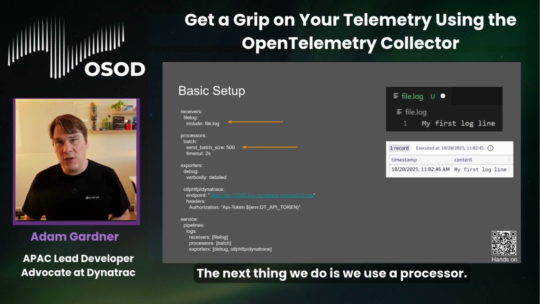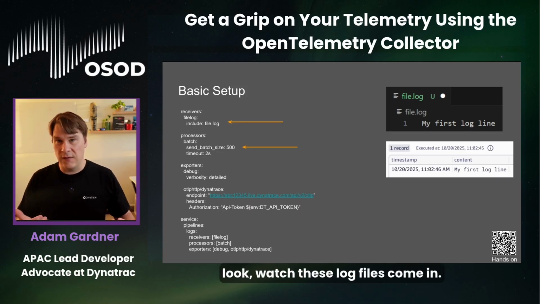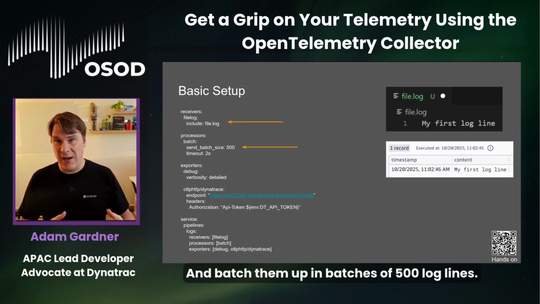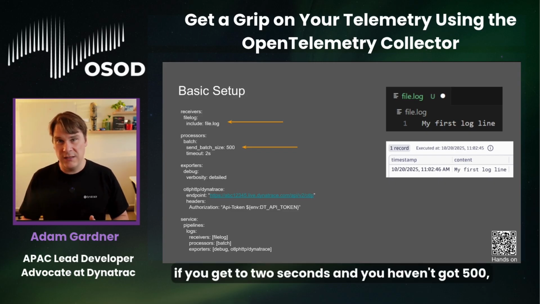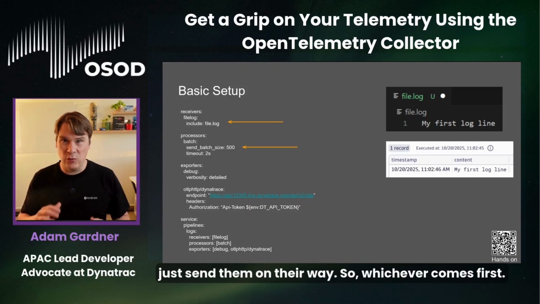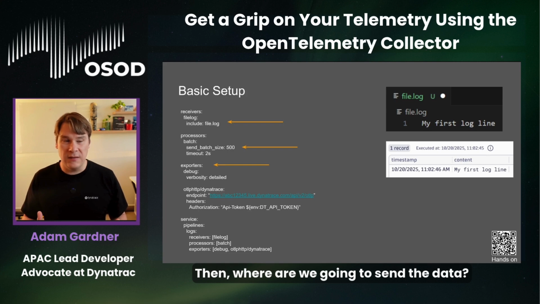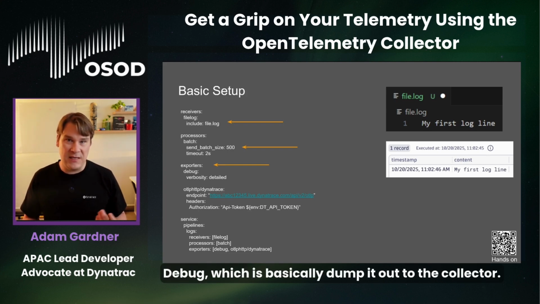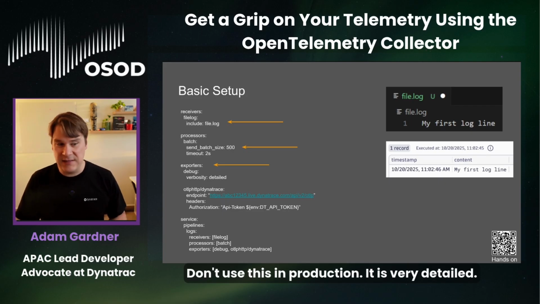The next thing we do is we use a processor, in this case a batch processor, and this is basically saying, look, watch these log lines come in, and batch them up in batches of 500 log lines, or if you get to 2 seconds and you haven't got 500, just send them on their way. So whichever comes first. Then, where are we going to send the data? Well, we've defined two exporters here. Debug, which is basically dump it out to the collector console, log output in detailed verbosity. Don't use this in production. It is very detailed.